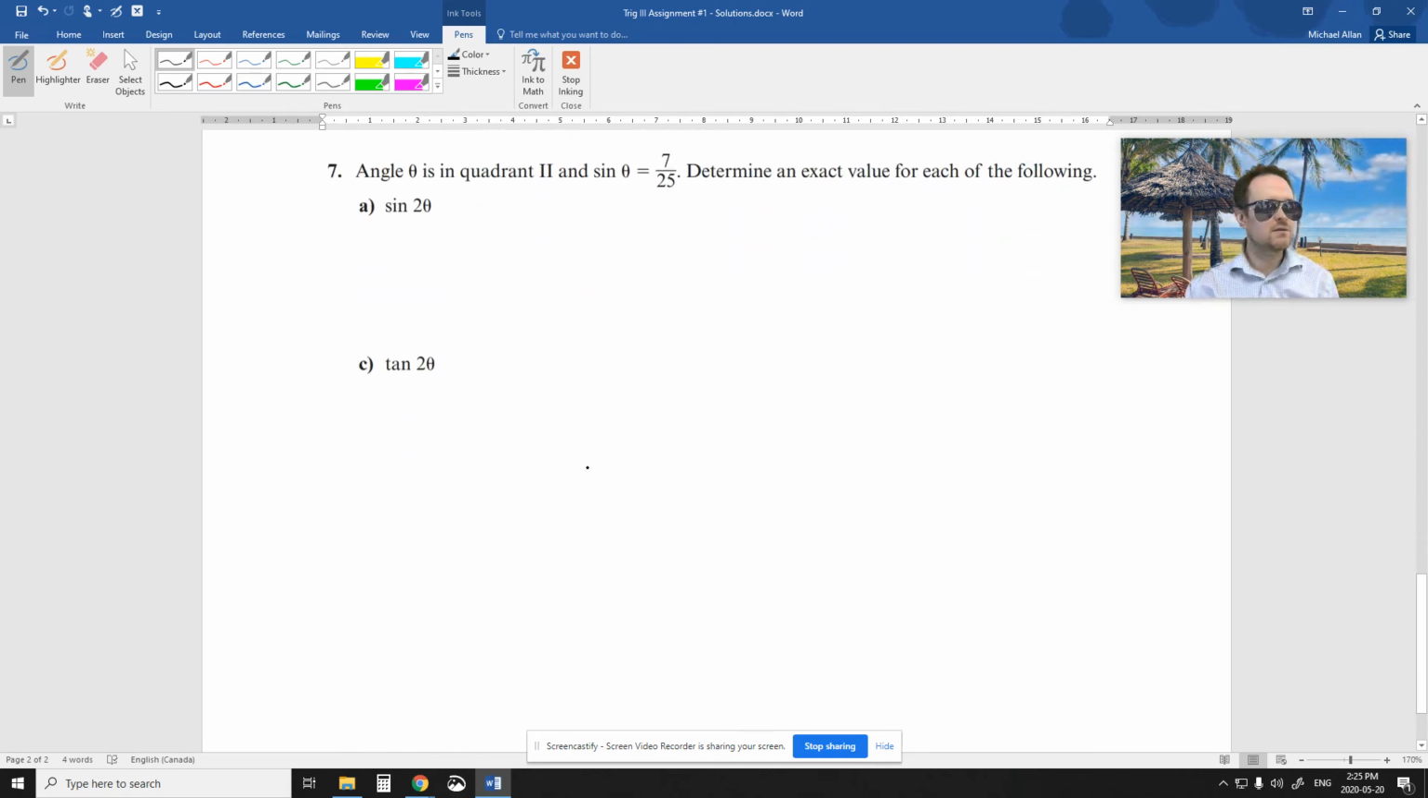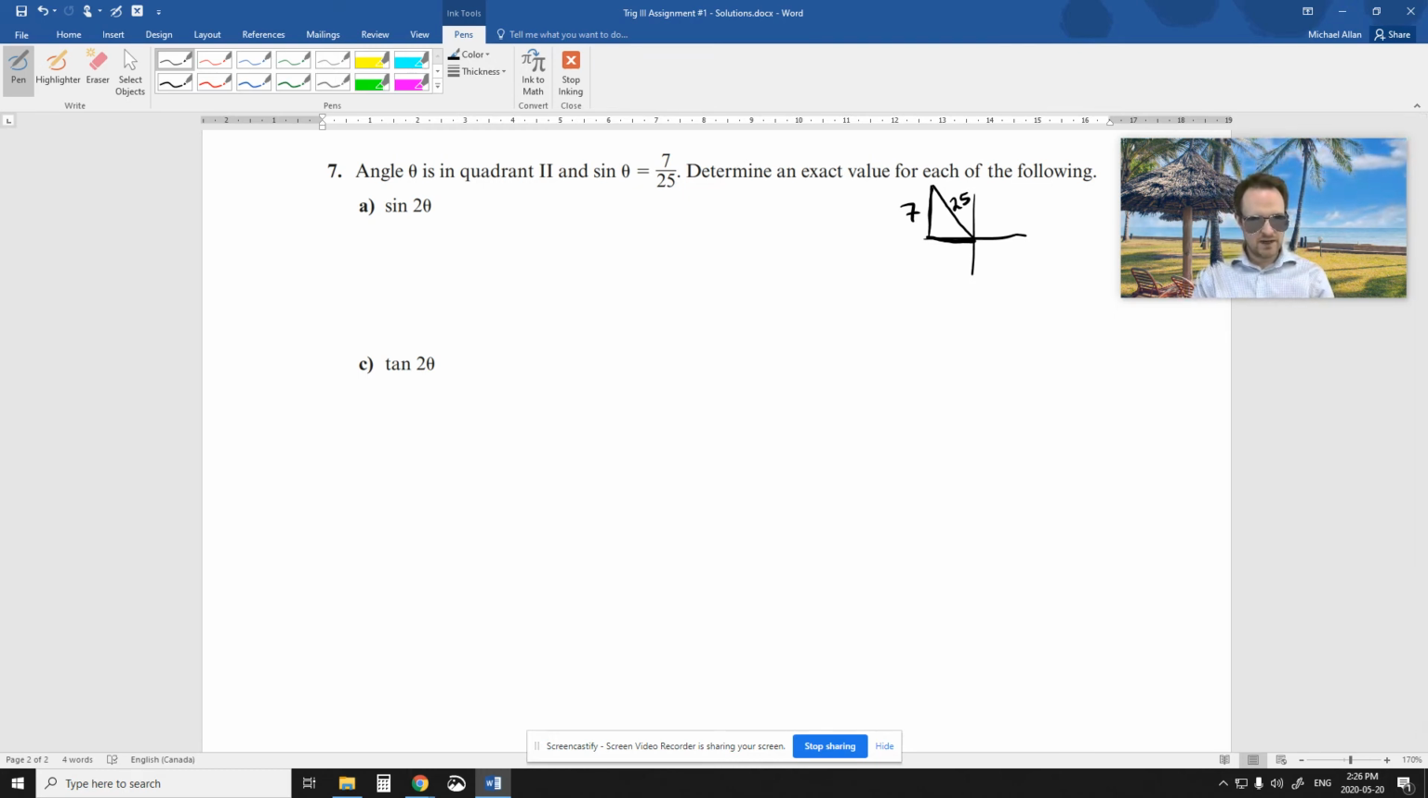Okay, so let's see what we have here. Angle theta is in quadrant 2, and sine is 7 over 25. So it's in quadrant 2. We draw a triangle in this quadrant. The reason I'm drawing a triangle is because this ratio tells me two pieces of the triangle. It tells me that the opposite is 7, and the hypotenuse is 25. So I can use the Pythagorean theorem to find out the rest.